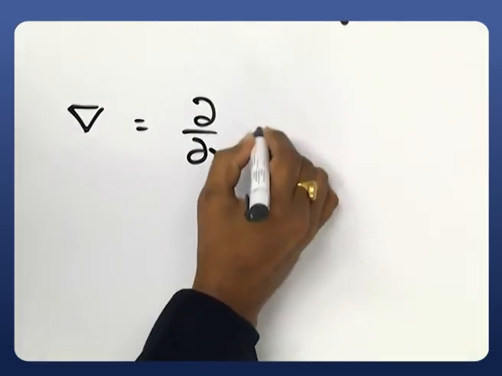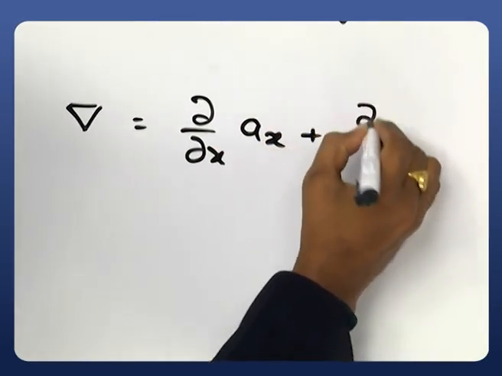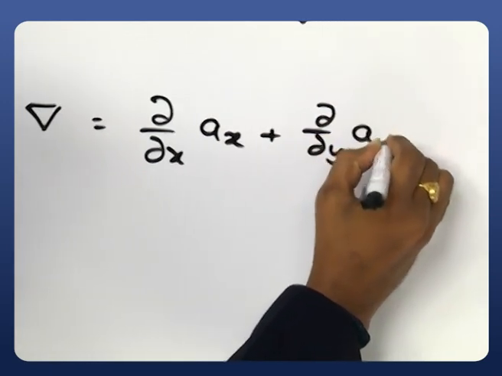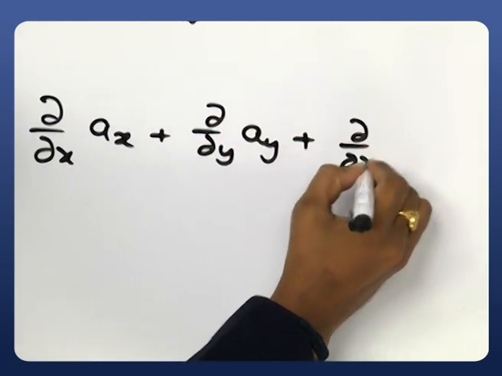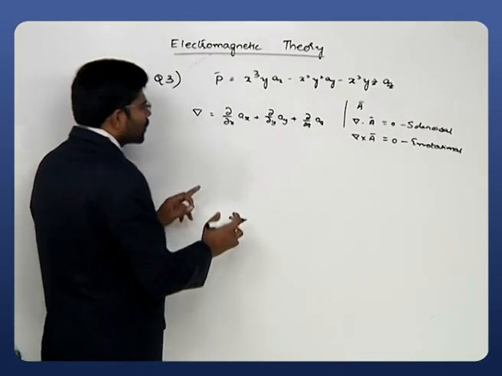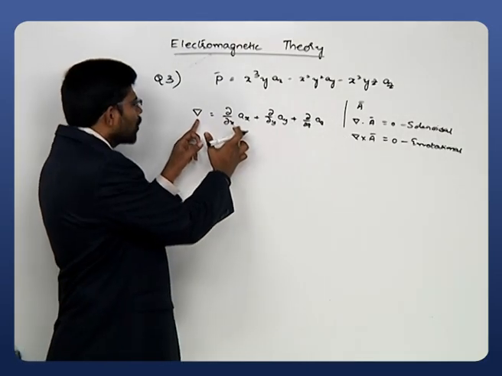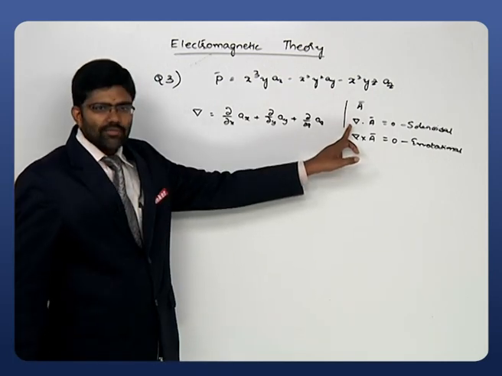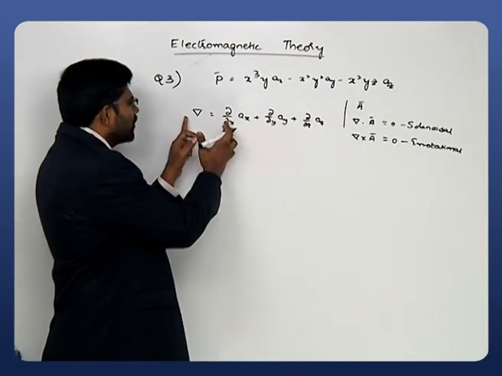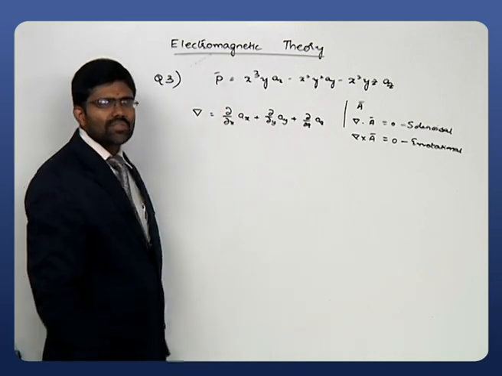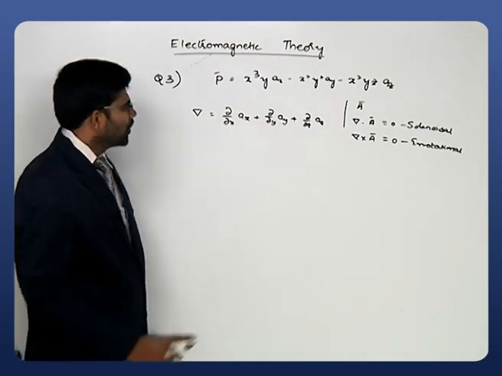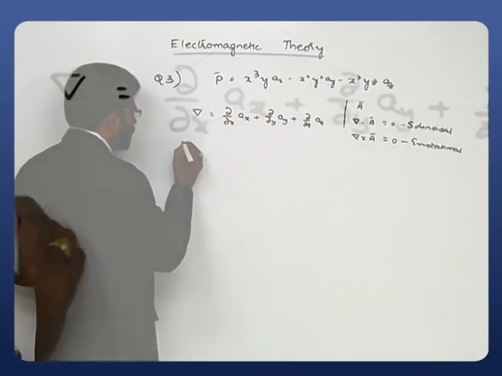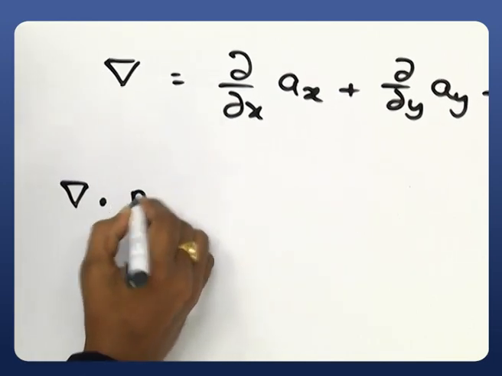Just recollect ∂/∂x of Ax plus ∂/∂y of Ay plus ∂/∂z of Az. So the divergence is nothing but the dot product between this del operator and P bar, which gives you the divergence of that vector. The cross product between this del operator and P bar gives us the curl of the vector. So first we will examine the divergence, that is del dot P bar.